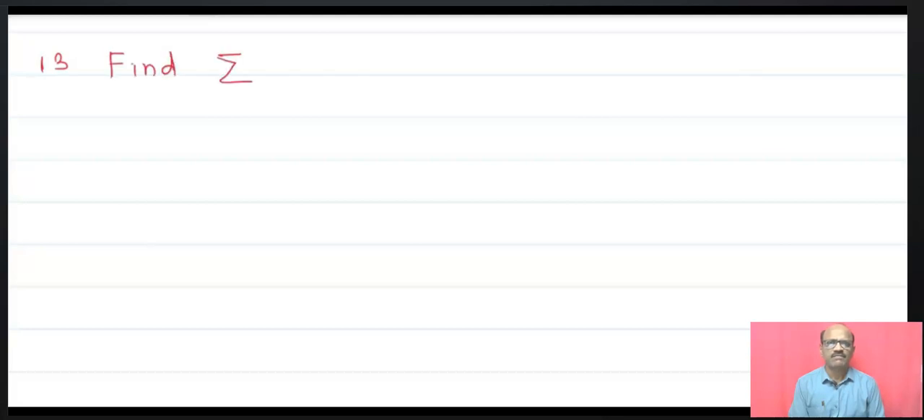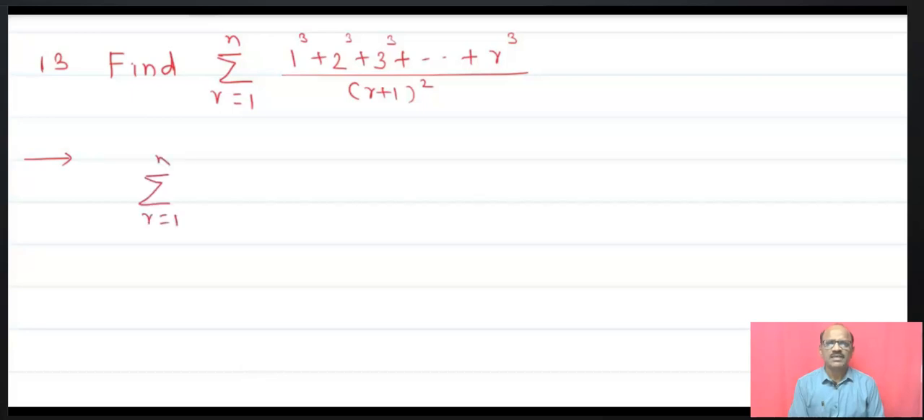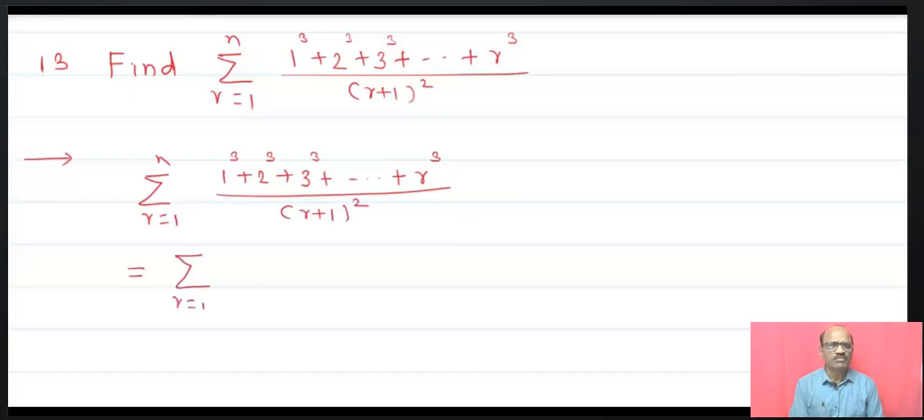Now next is the problem: the summation R is equals to 1 to N, 1 cube plus 2 cube plus 3 cube plus dash dash up to R cube upon R plus 1 bracket, and again R is equals to 1 to N. Now here is a summation in the summation, that is 1 cube plus 2 cube plus 3 cube. We have to apply again here summation notation, where I is equals to 1 to R of I cube, and apply the formula for the sum of cubes.